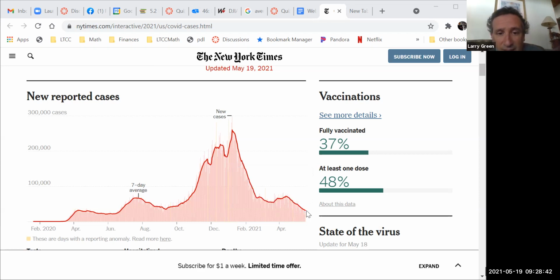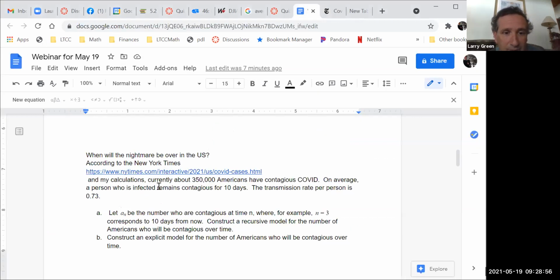So you'll notice that the 7-day average, by the way, is around 31,000 cases. And what I did is I multiplied it by 10 and rounded up a bit because it's 10 days. If you do a 10-day, multiply by 10 and go up a little bit, you'll end up with about 350,000 Americans who have contagious COVID. Any questions on that small calculation?